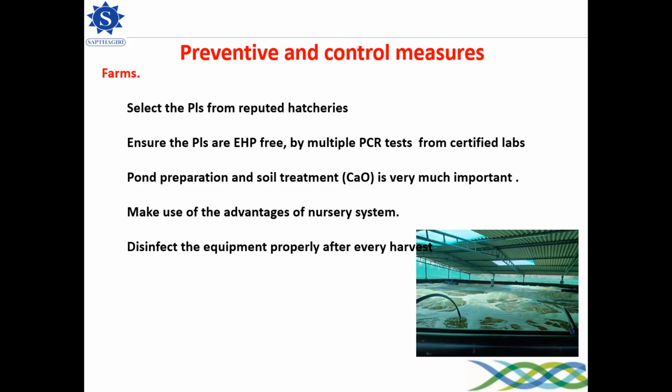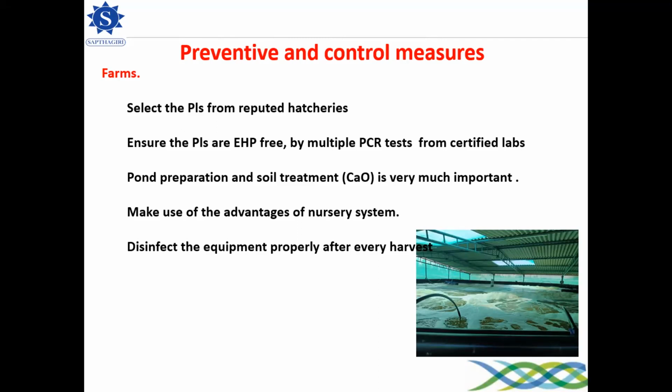Number one, identify EHP, and moreover make use of the advantage of a nursery system, because at farm level the nursery system is very important, not only for growth purposes but also for EHP. Why? Because the nursery system is growing in a small confined environment. It's like sheeted ponds or earthen or above-ground ponds.